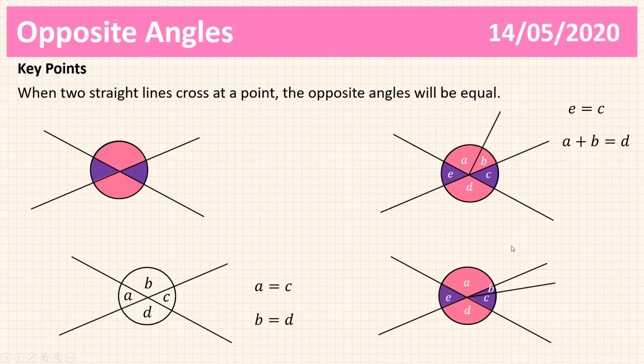What about this one? What can you tell me about this diagram? Well, in this one, A and D are equal, and then B plus C will equal E. And that's what we can see from this diagram.